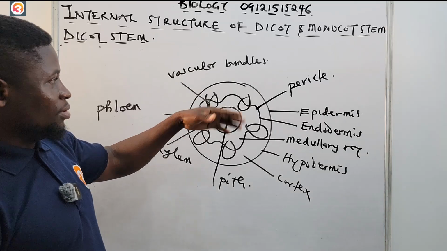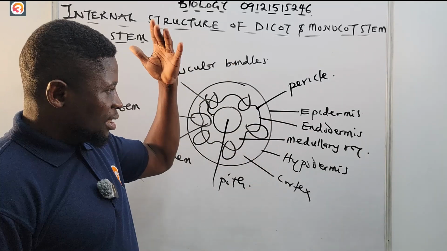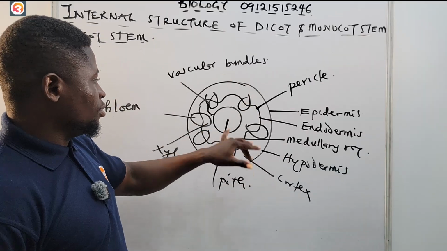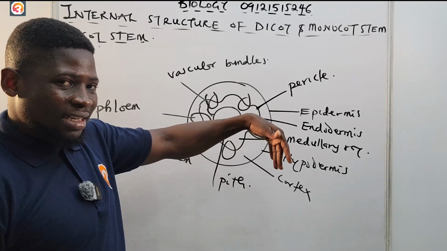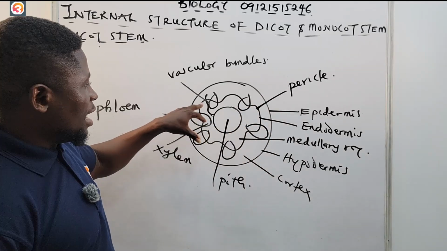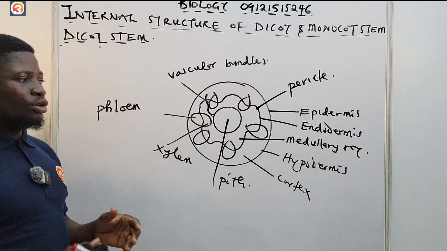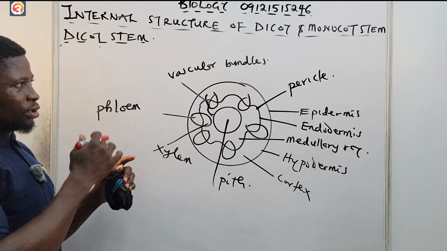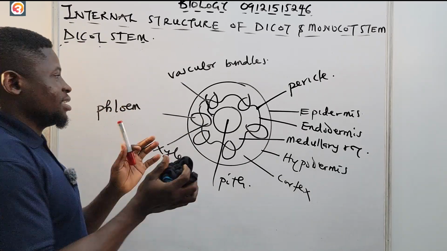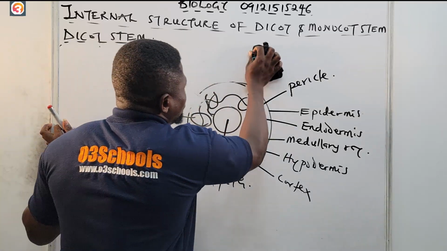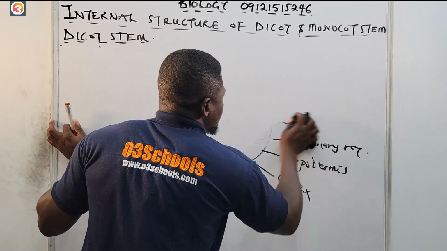So we have different parts: the epidermis, the hypodermis, the cortex, the endodermis, and the pericycle, because the pericycle is inside the endodermis. Then we have our vascular bundles, our xylem, our phloem, and so many other parts. I just wanted to give you an idea of how a dicot stem looks like. You can see the parts of a dicot stem are differentiated, and you can know which one is which.